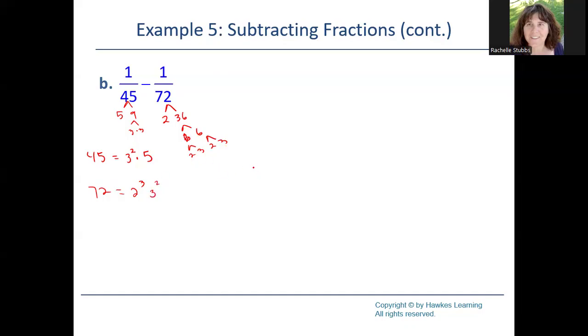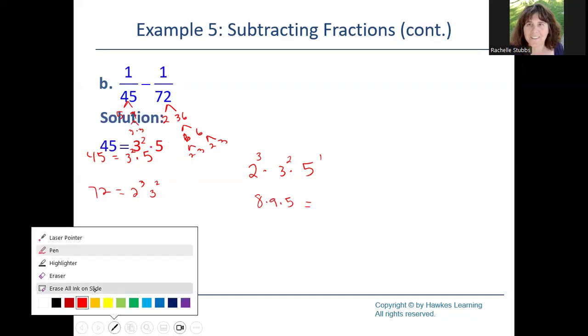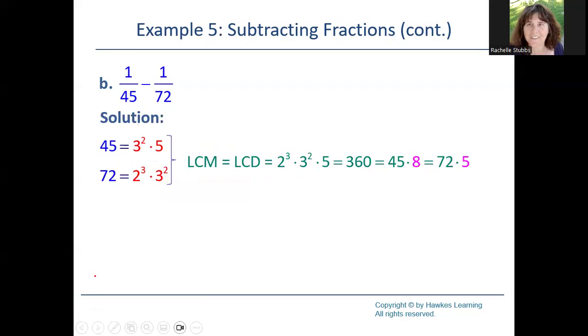So now I'm ready to find it. My characters are 2's and 3's and 5's. My 2's, the highest power is 3. My 3, the highest power is 2. And then 1, and so I really have 8 times 9 times 5. And that ends up to be what? 40 times 9, 360. So they're going to show us how they do it. They prime factored it. Yep, and it's 360.